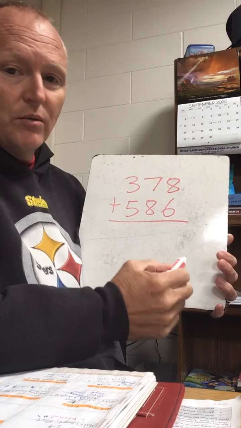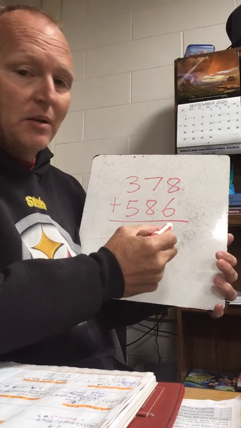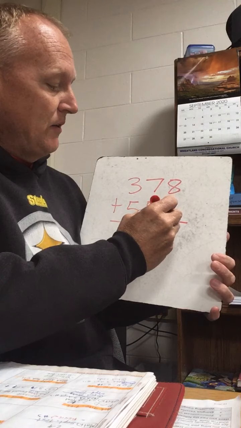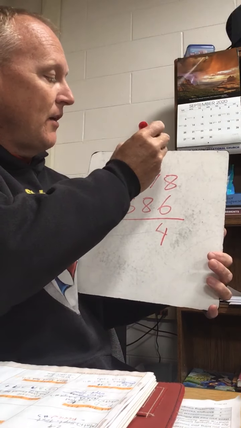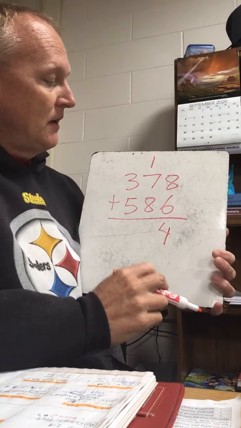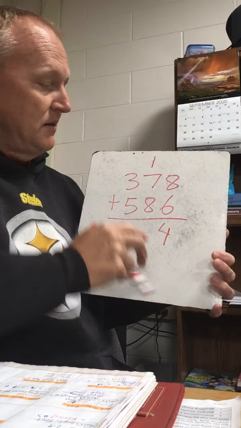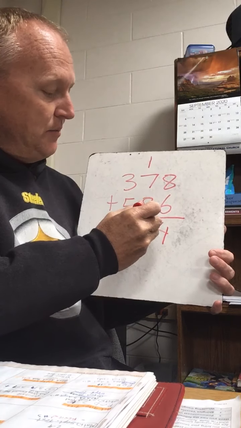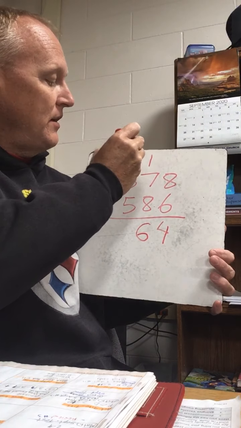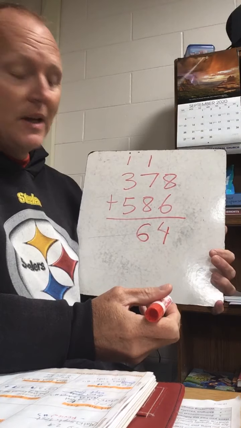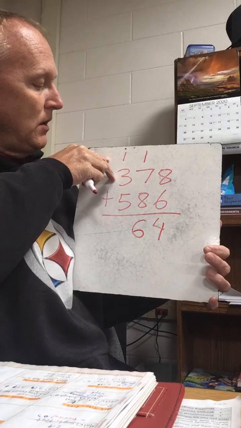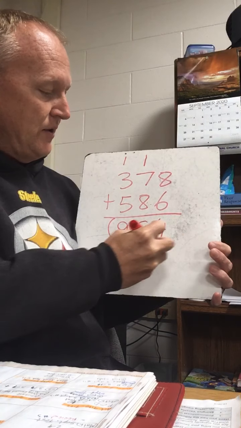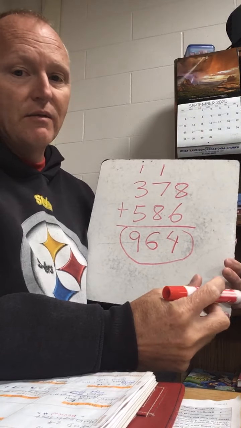Okay, so first you start with the ones place. You have 8 plus 6, that equals 14. So you bring down the 4, and you carry your 1. Then you have your tens place. So you basically have 8 plus 8, which is 16. You bring down the 6, and you carry your 1. Then in your hundreds place, you basically have 4 plus 5, which is 9. So that gives you your answer of 964.